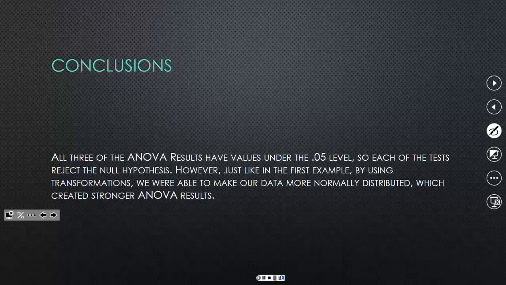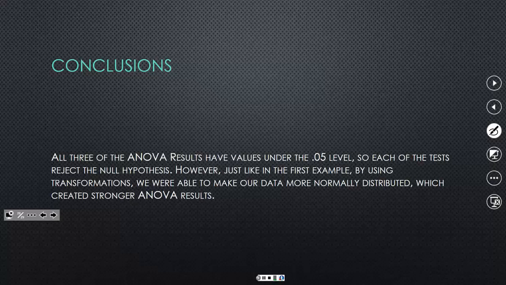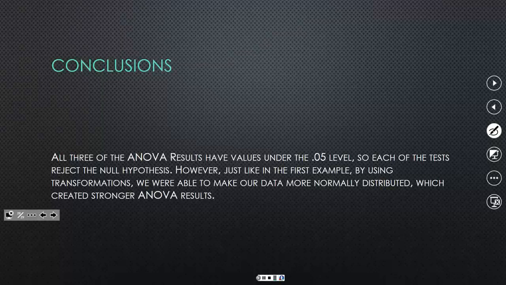The conclusions were pretty much the same: all 3 still failed under the 0.05 level. But by using transformations, we were able to make our data more normally distributed, which created a stronger result. That's it.